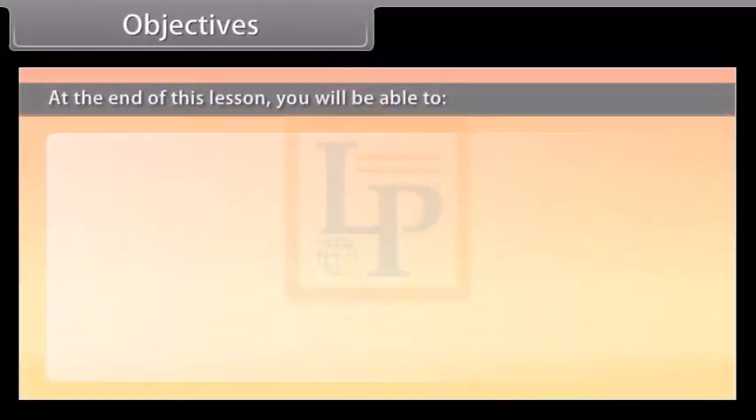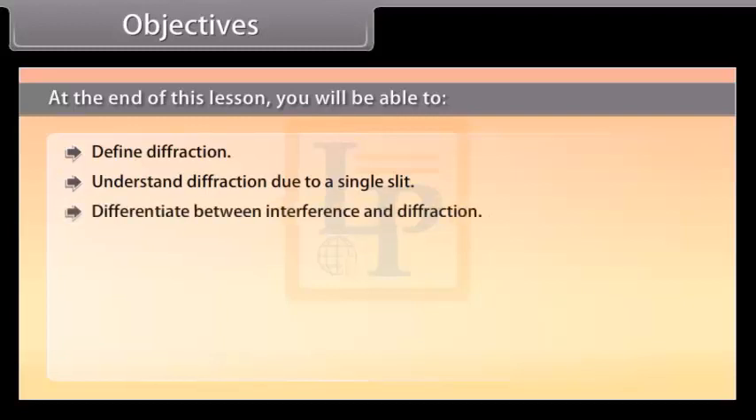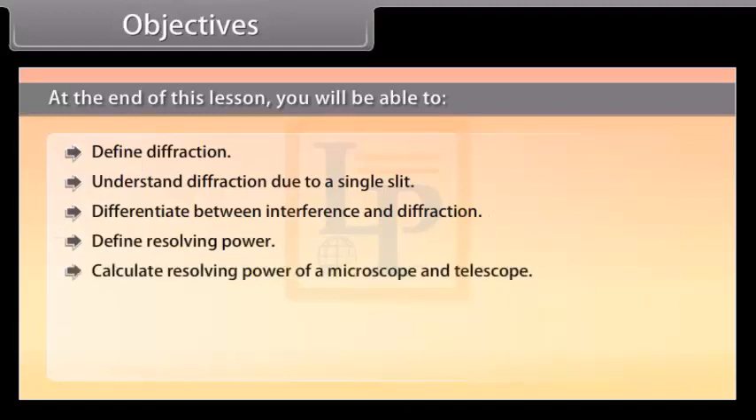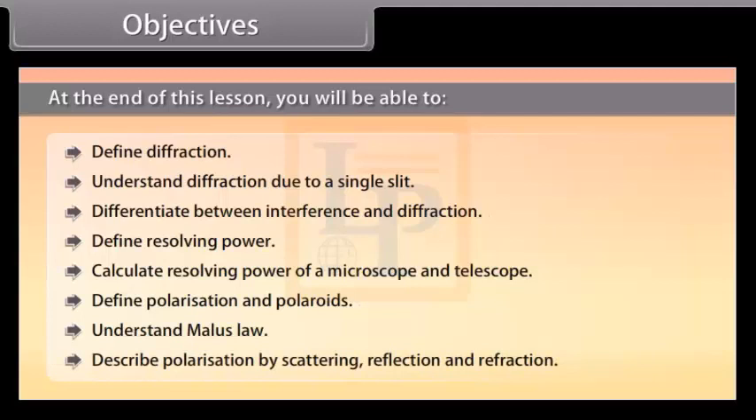Objectives. At the end of this lesson, you will be able to define diffraction, understand diffraction due to a single slit, differentiate between interference and diffraction, define resolving power, calculate resolving power of a microscope and telescope, define polarization and Polaroids, understand Malus law, describe polarization by scattering, reflection and refraction.